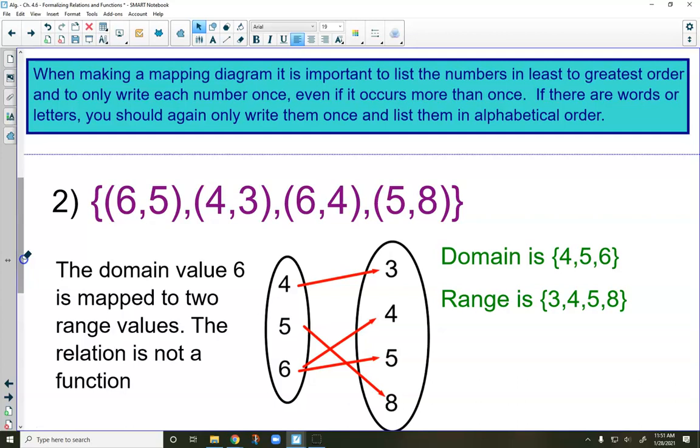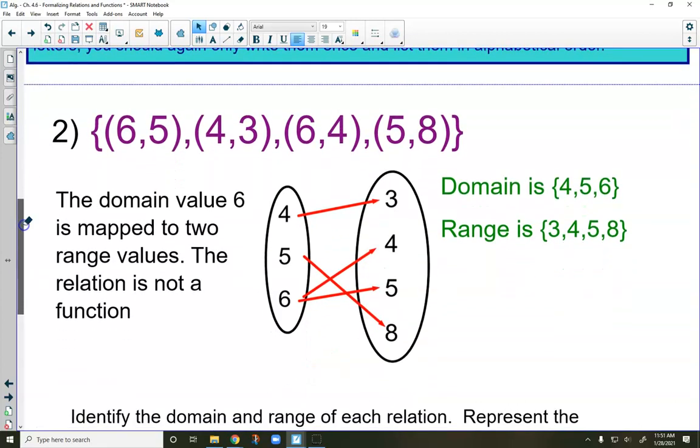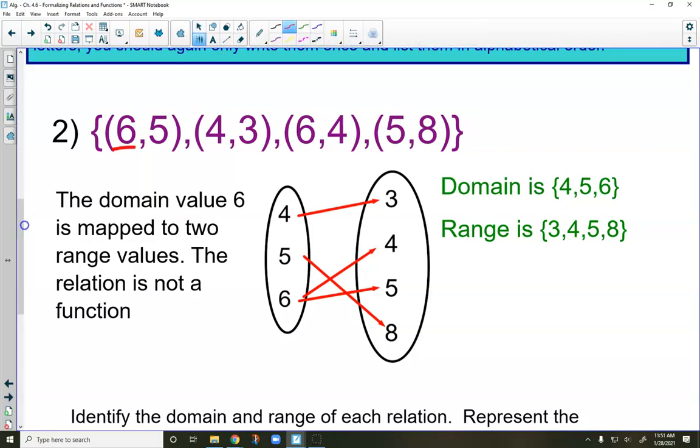Let's check out one more example problem. Here we have the coordinates (6, 5), (4, 3), (6, 4), and (5, 8). Alright, so we're going to make our mapping diagram. Our domain numbers are 6, 4, 6, and 5. So when we list them, we list it as 4, 5, 6. Again, least to greatest, only once.